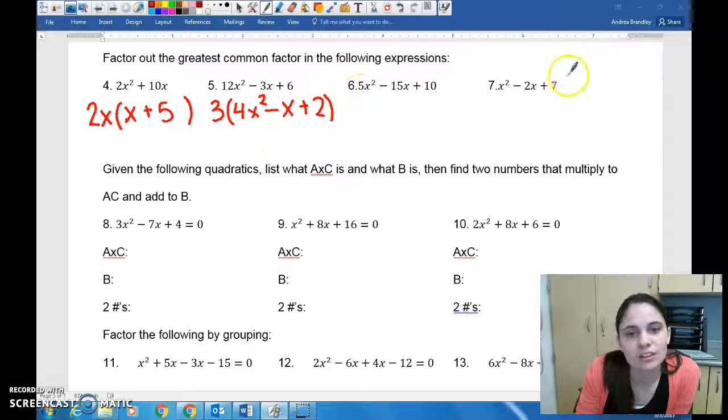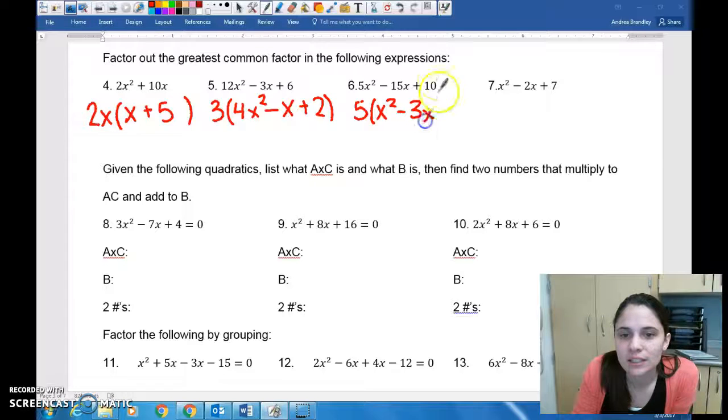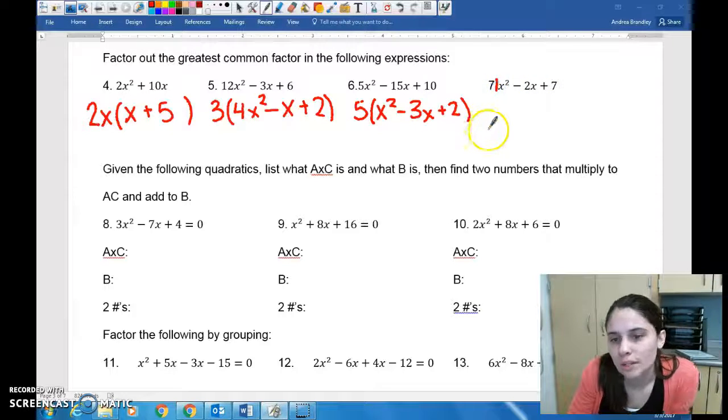And then 6 and 7 are the exact same idea. So I have 5, 15, and 10. I can factor out a 5 of all three of those. But again, my 10 doesn't have an x, so I can't pull an x out this time. So 5 divided by 5 is just 1x squared. Negative 15 divided by 5 is negative 3x. 10 divided by 5 is 2. And then on number 7, remember there's no number here, so there's just 1x squared.